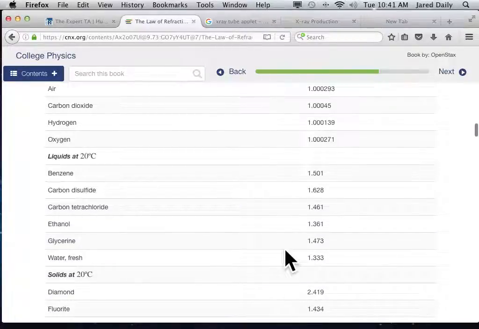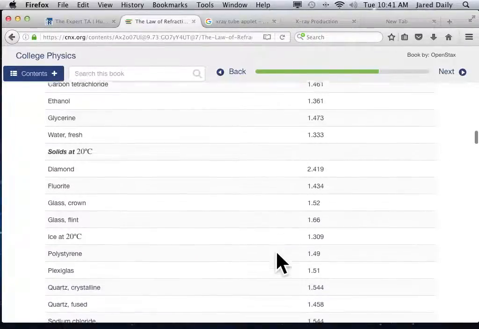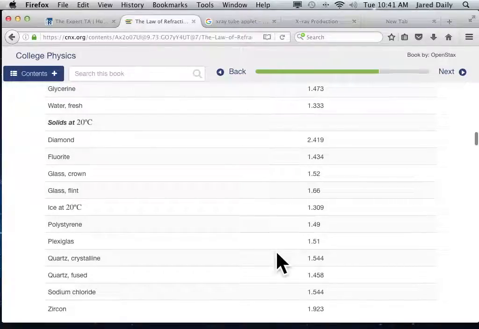But liquids start to be a lot more. Benzene is 1.5, carbon disulfide 1.6, ethanol 1.36. Solids start to be even more. Diamond refracts light extremely well, 2.419. When light goes into diamond, it turns so much that it can actually get captured a little bit, so that the light bounces around inside the diamond quite a bit before it comes out of it.